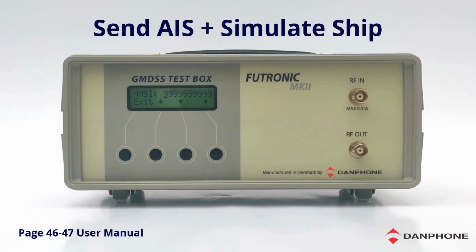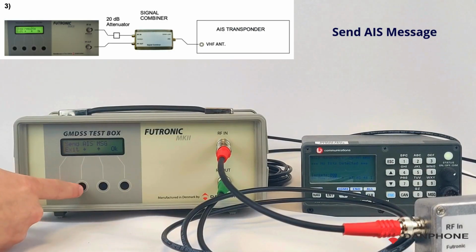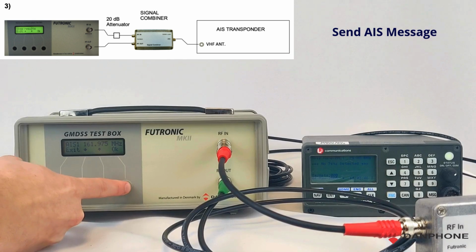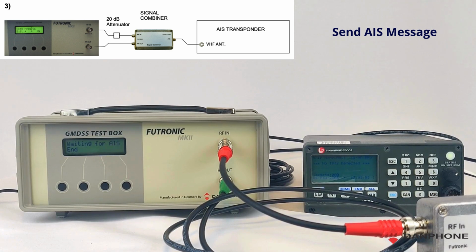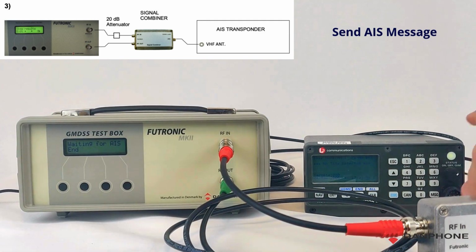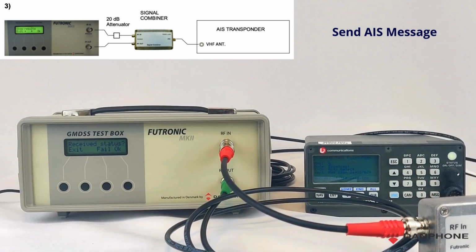In this video, we will look at how you can send an AIS message and simulate ships. To transmit a message, select Send AIS MSG on the test box and press OK. Then select AIS frequency and press OK again. Following this, the test box will await a response from the transponder and automatically send the message.